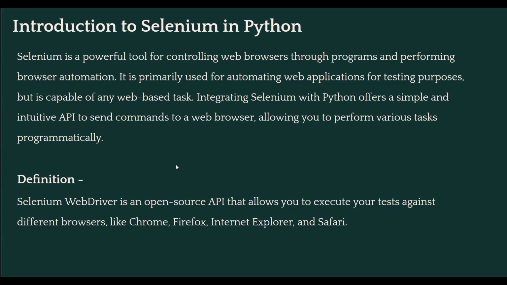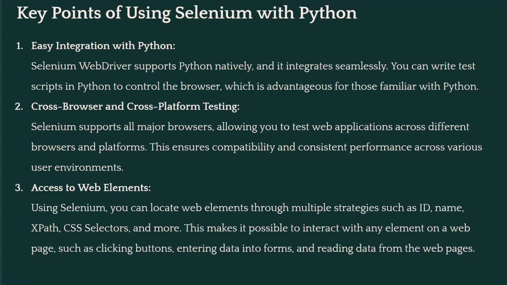Now, we need to know a few key points of using Selenium with Python. As I already said, Selenium is supported in different languages, like Java, C Sharp, and many more. So why do we go for Python? What are the key points to keep in mind when using Python? The very first point is easy integration with Python. Here, when we write code in Python, it's very simple to write test cases, and the code looks very familiar when you write it in Python.